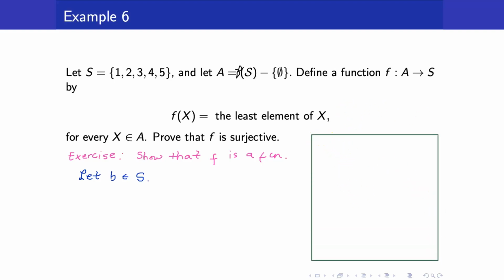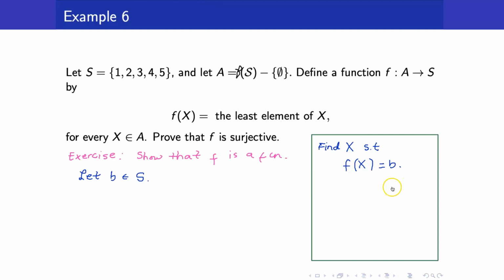Say this is my scratch. Find a set X. Let's not call it X. Let's call it, okay, let's just stick with X, such that f of X is equal to B. But take note, what is f of X? The least element of X. So, just to try out.